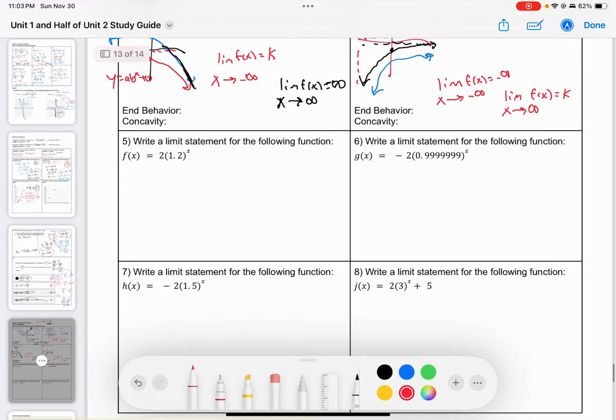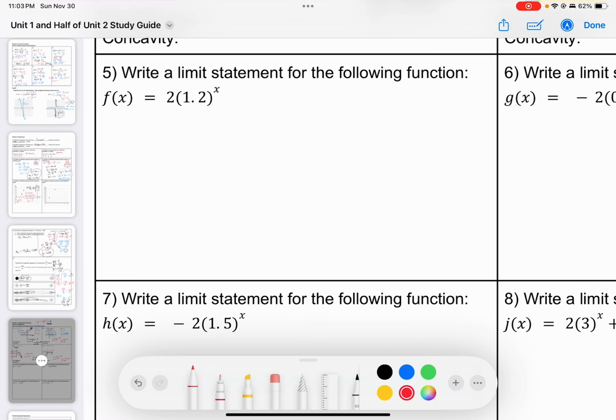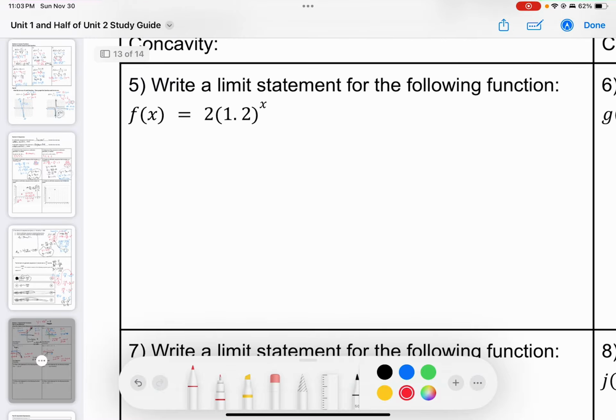All right, so that's pretty theoretical. Let's make it a little bit more concrete. Write a limit statement for the following. I wish I would have added a k onto this. Maybe I should have, but I didn't. All right, we'll just talk about that.